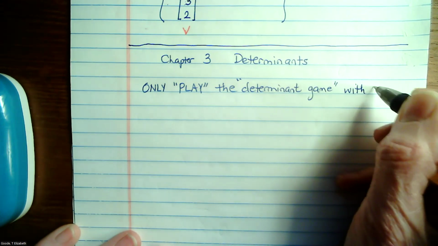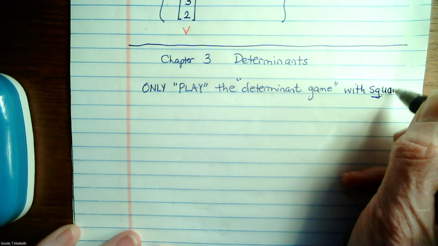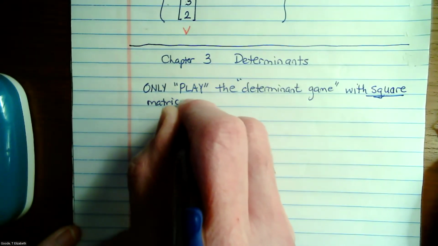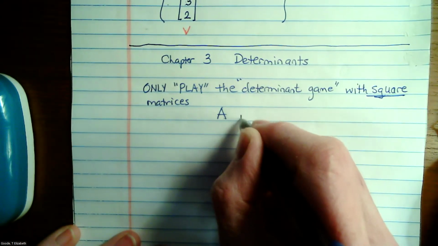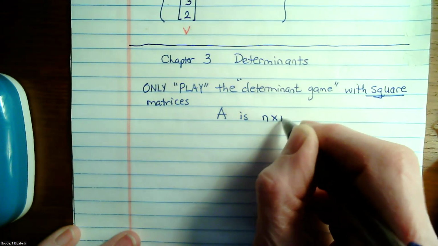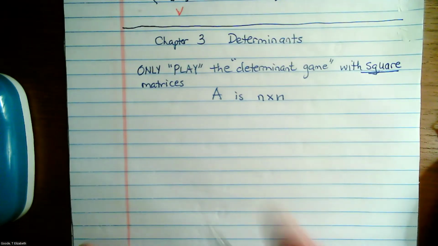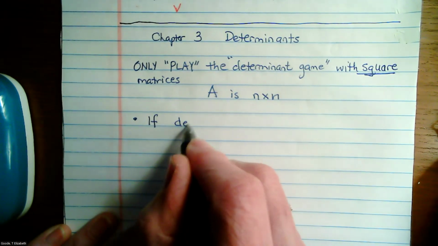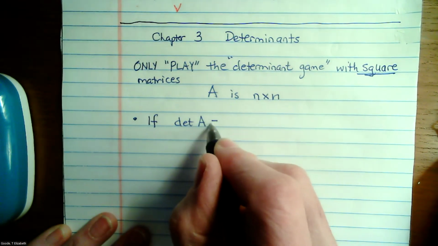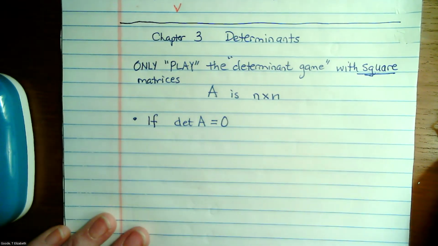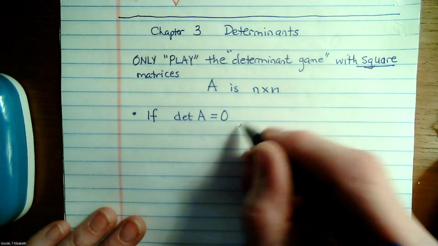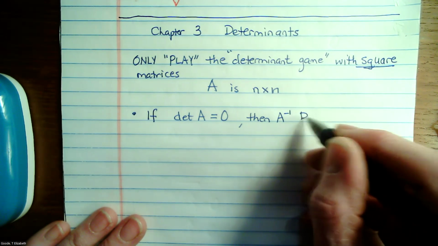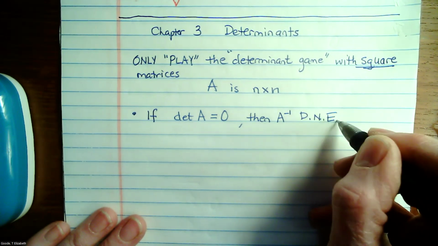Do you know what that means when I say square matrices? Yes. Same number of rows as columns. So it's an n by n. So there's two things that can happen. If the determinant of A is zero, the number zero, it's a number, then A inverse does not exist.